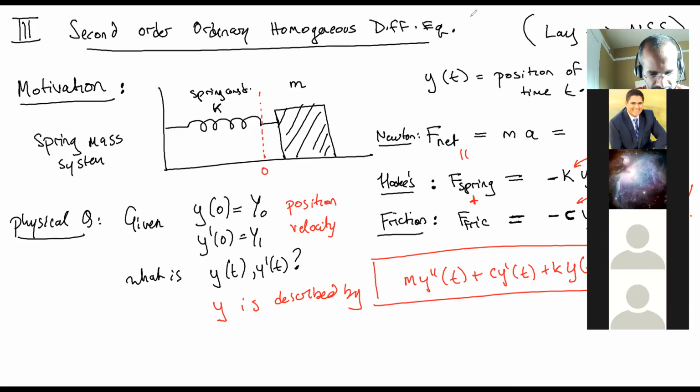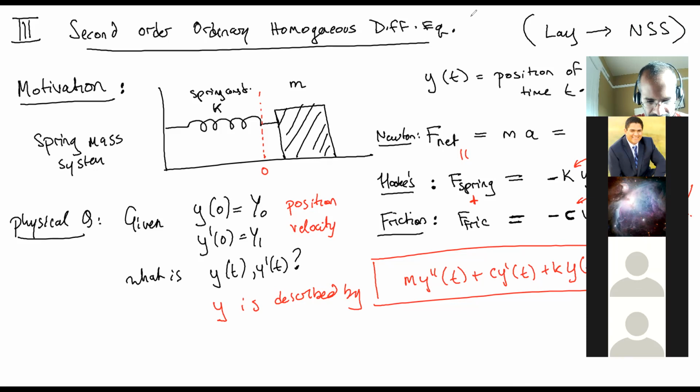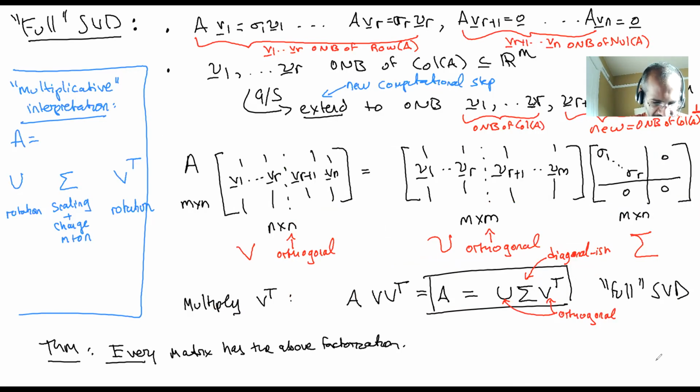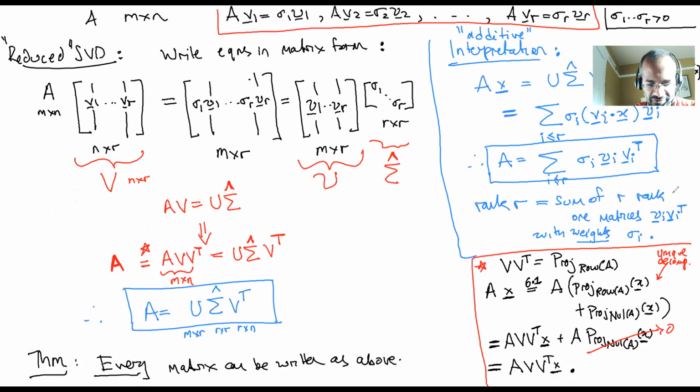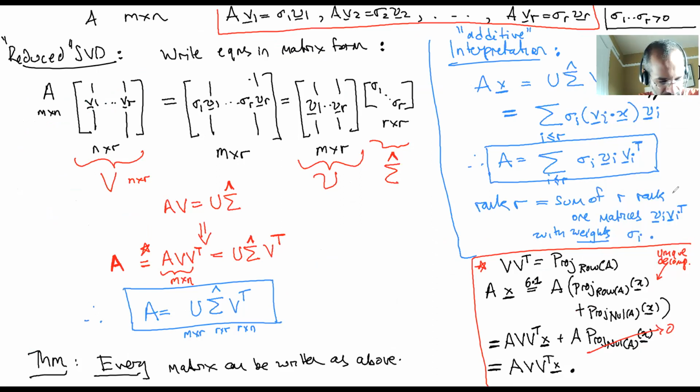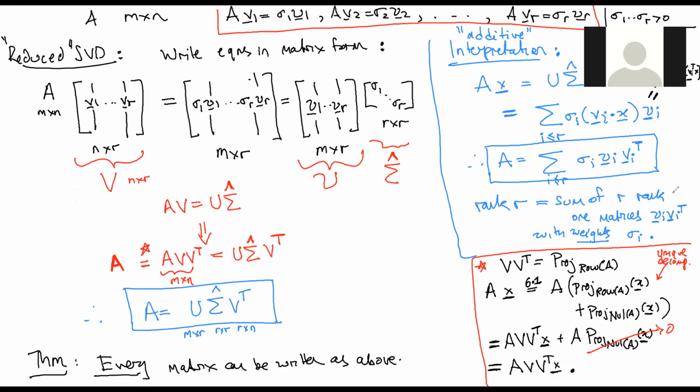Professor, can you go back to the interpretation of SVD? Which one? There were two: a multiplicative interpretation of the full SVD and an additive interpretation of the reduced SVD. Just this one, the slide. Why does the matrix U1 V1 transpose give you a rank 1 matrix?